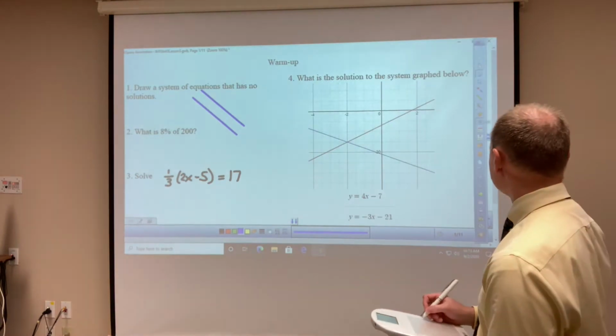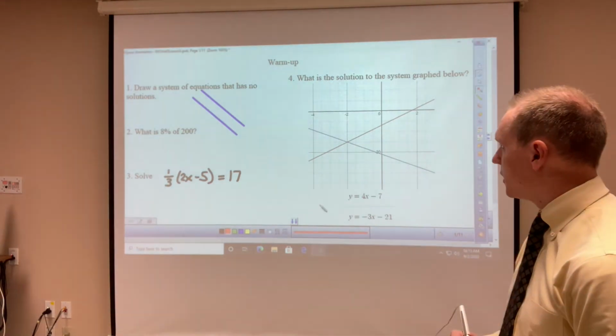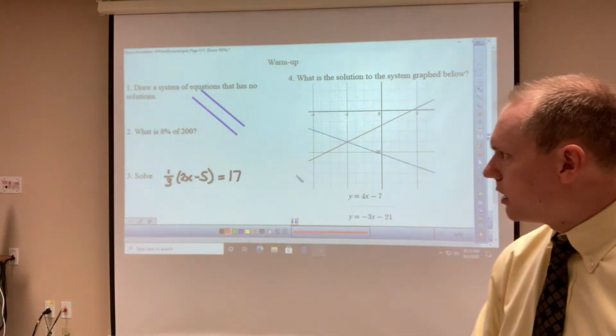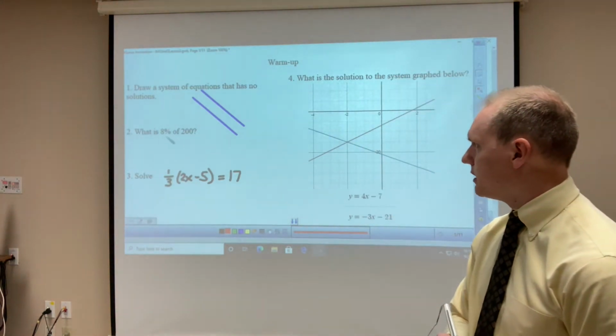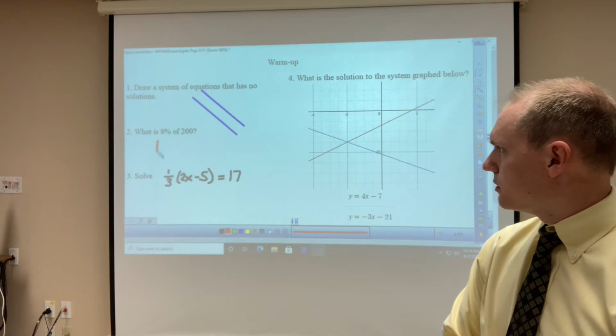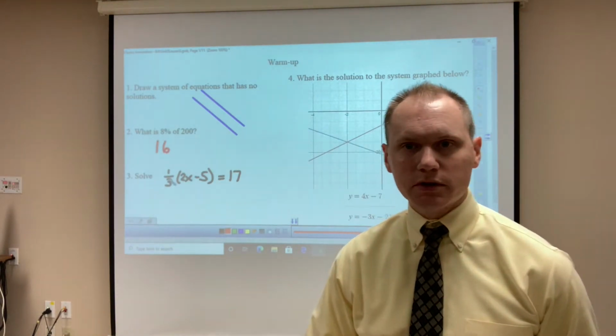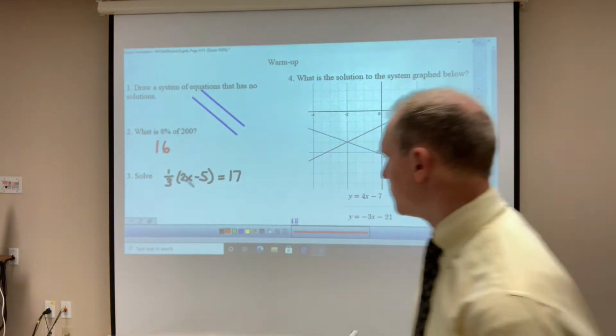All right, number 2. 8% of 200. Again, we're going to multiply the two numbers involved. So 8 times 2 is 16. And so it's either 16 or 1.6 or 0.16, something like that. Let's make sense of this.